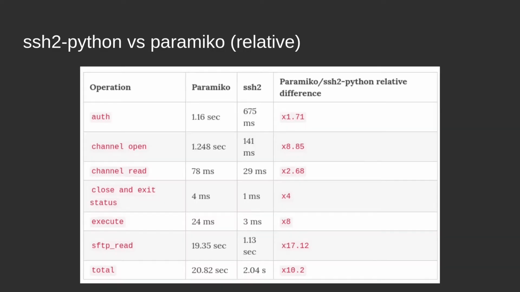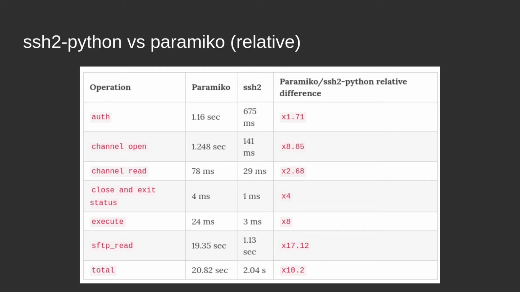For a direct comparison of the numbers, here's another handy chart that shows you how much faster SSH2 Python is than Paramiko. For auth, it is 1.71 times faster. For channel opens, it's an average of 8.85. For channel read, it is 2.68 times faster.